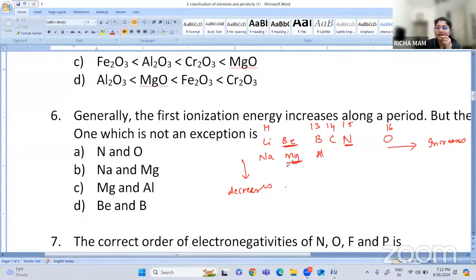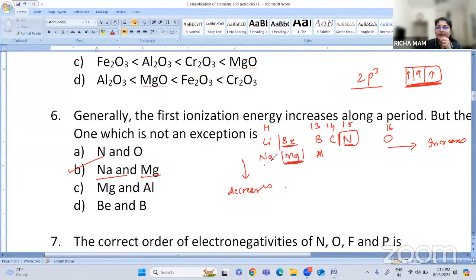This is because of their stable configuration. Beryllium and magnesium have fully filled orbitals, and in the case of nitrogen, the p orbitals are half filled, because it is a 2p3 configuration. So there is slightly higher stability, and this is the exception. So option B, sodium and magnesium, is not an exception.